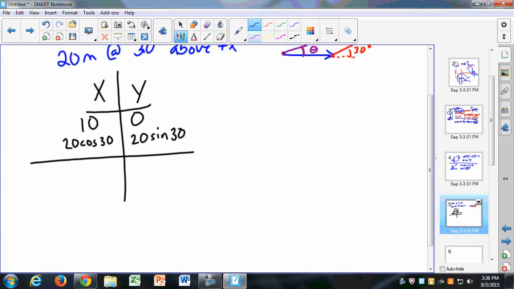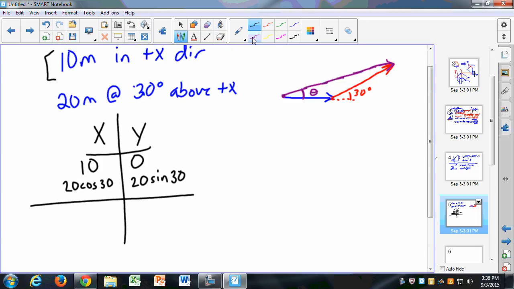Oh, those are the x and the y components of that second vector. So if I break down this, well, let's look at this red vector up here. I'm going to break it into its x component and its y component. This x component is 20 cosine 30. This y component is 20 sine of 30. Just to remind you where that comes from.